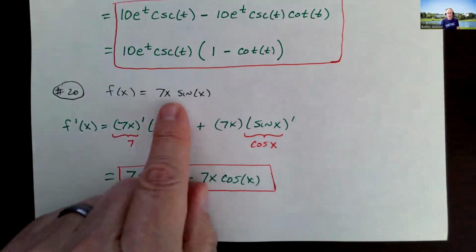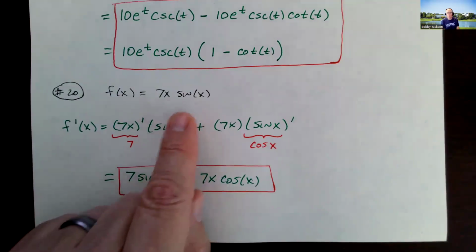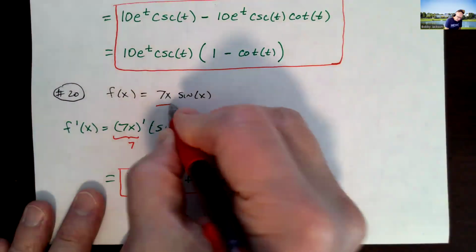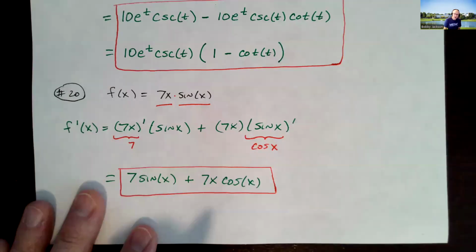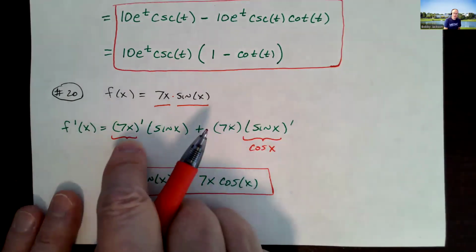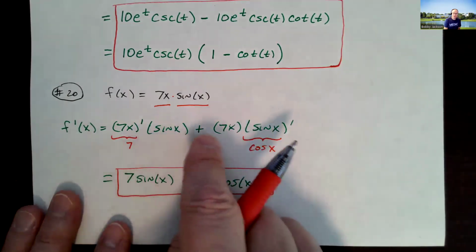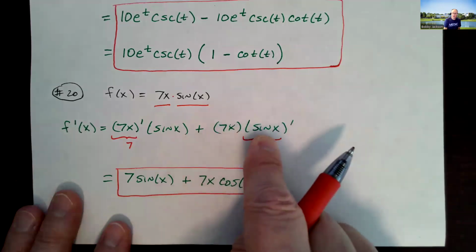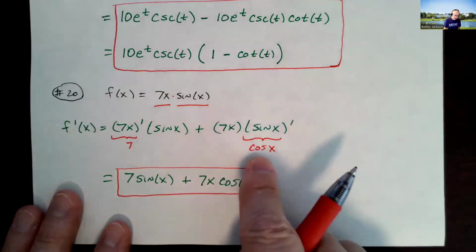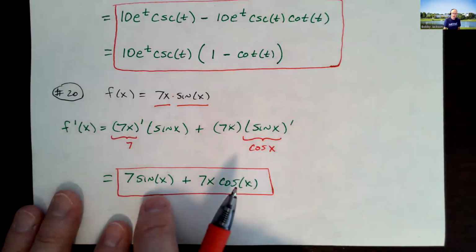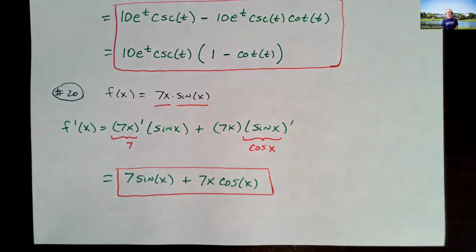Number 20 is very similar. It's another product, 7x times sine of x. So again, I have a product of two functions. There's multiplication going on there. Derivative of 7x, which is 7 times sine of x, plus 7x times the derivative of sine of x, which we talked about above, is positive cosine of x. And so writing that out, there is the result.